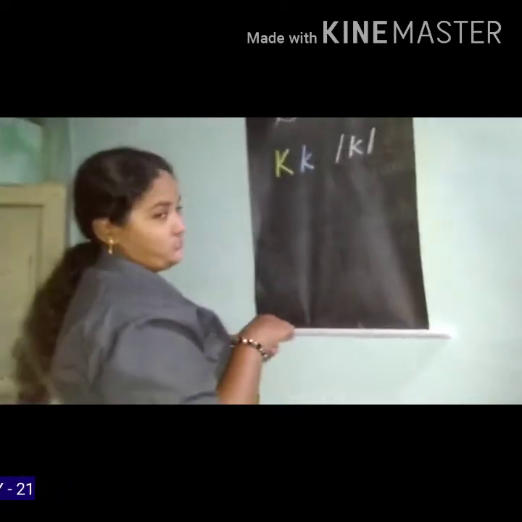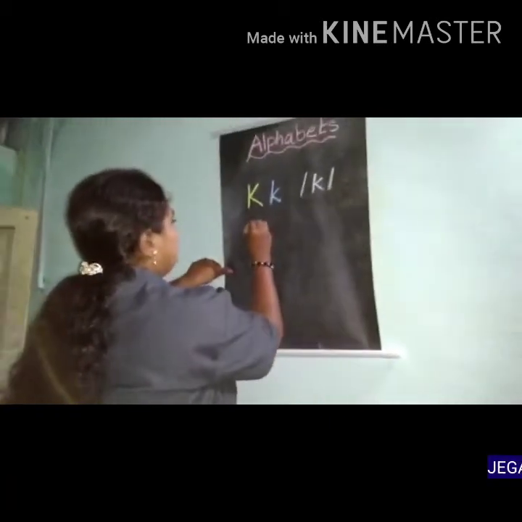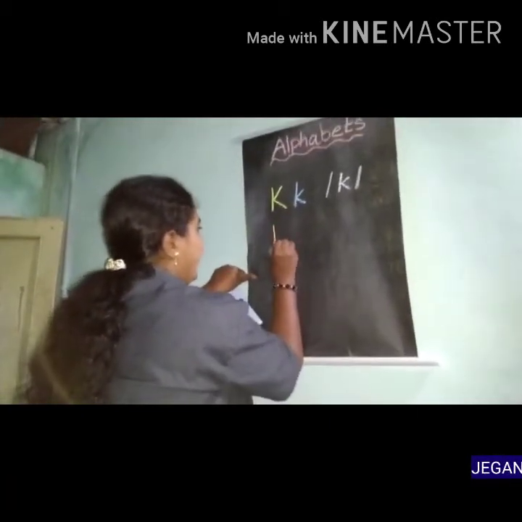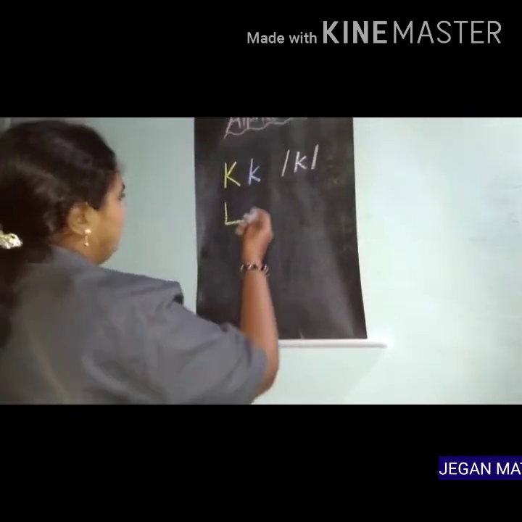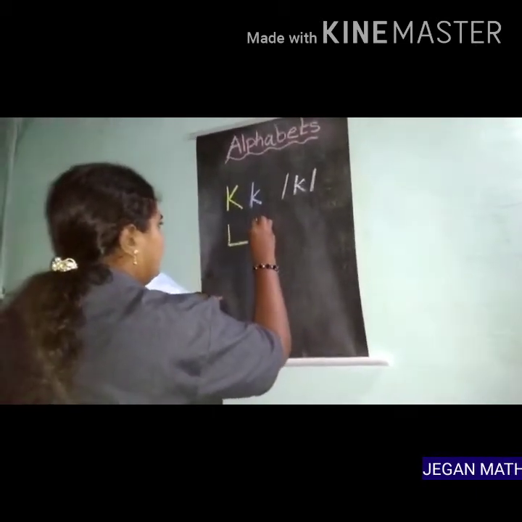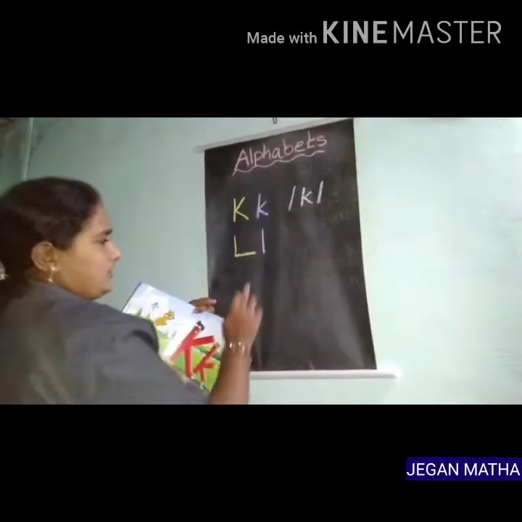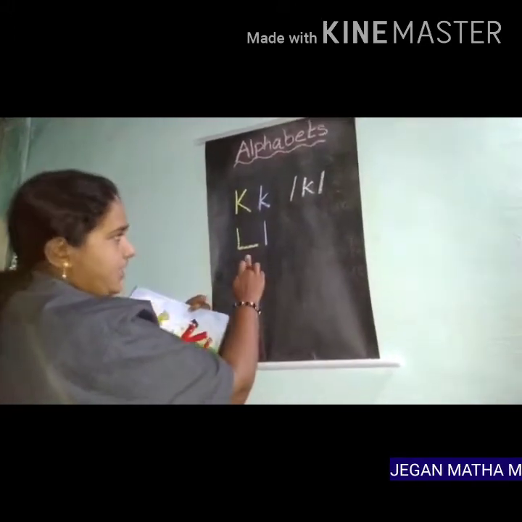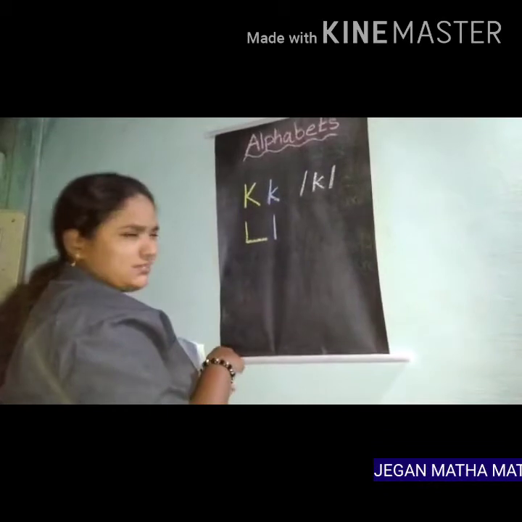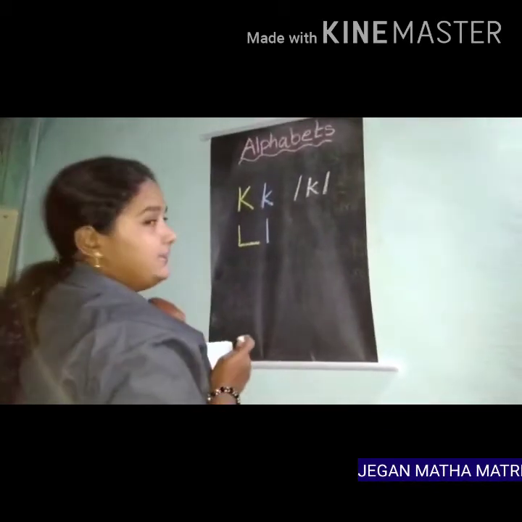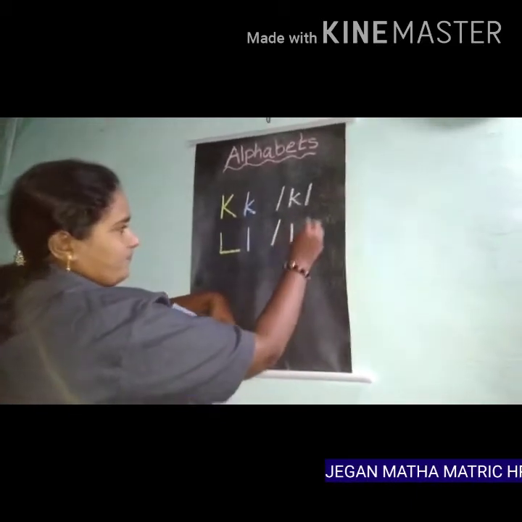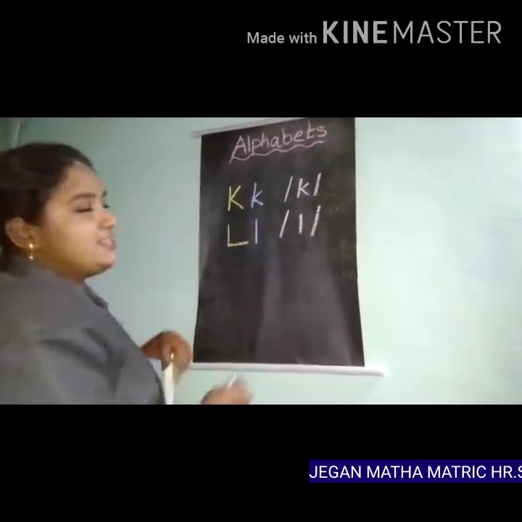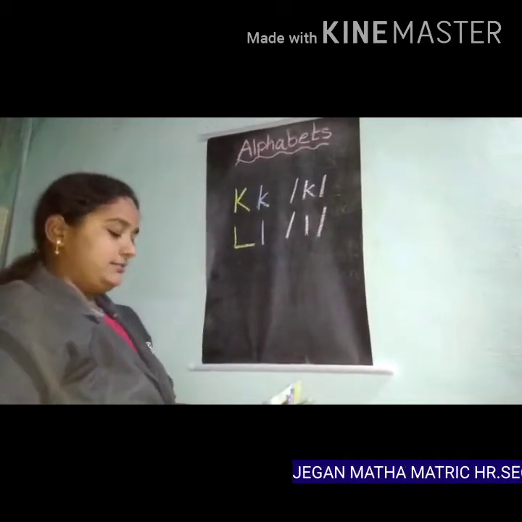Okay, children, let's see the next letter. After K comes what, children? L. What letter? L. So capital L, small L. What is this, children? Capital L, small L. What sound for L, children? L. What sound for L? L. What sound for L, children? L. Okay, children, let's see the picture.